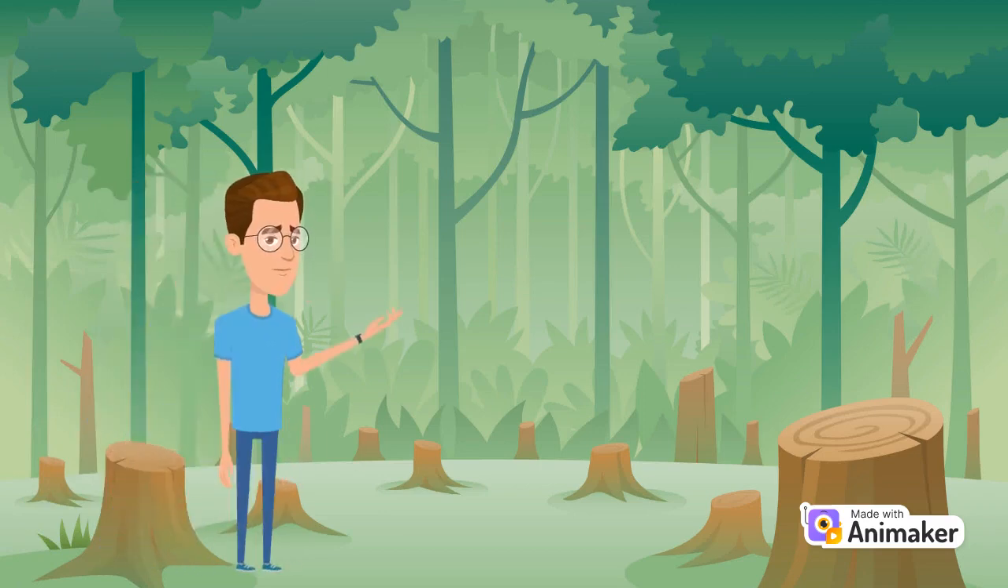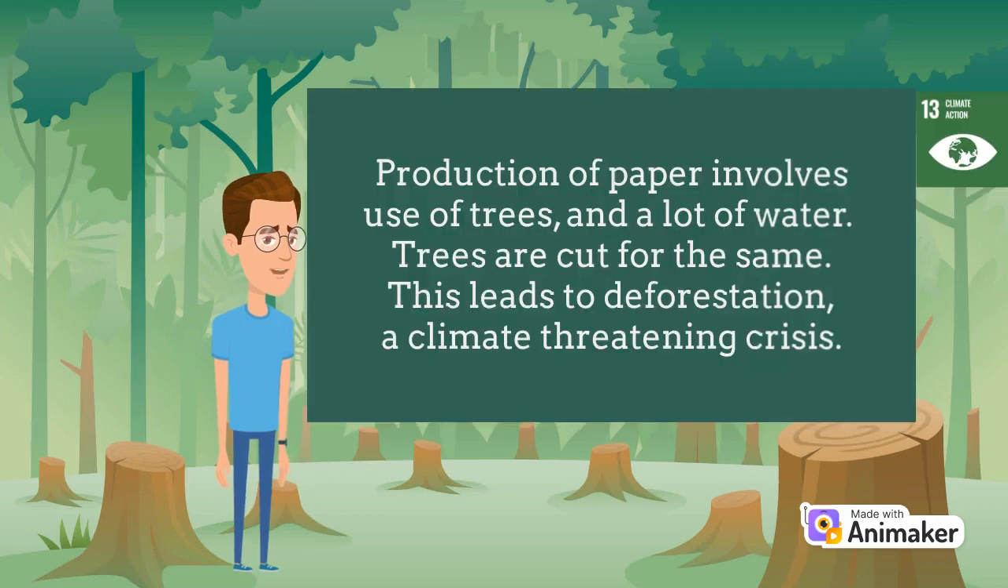Hey there, it's me again, only this time I don't have the smile on my face that I did before. Why is that? Well, the problem I am going to talk about is grave. Nevertheless, let's continue. The production of paper involves the use of trees to extract the fibers using a lot of water. In fact, trees are cut for the same. This implies deforestation, which is one of the biggest global issues threatening sustainability. Why so? Let's have a closer look.